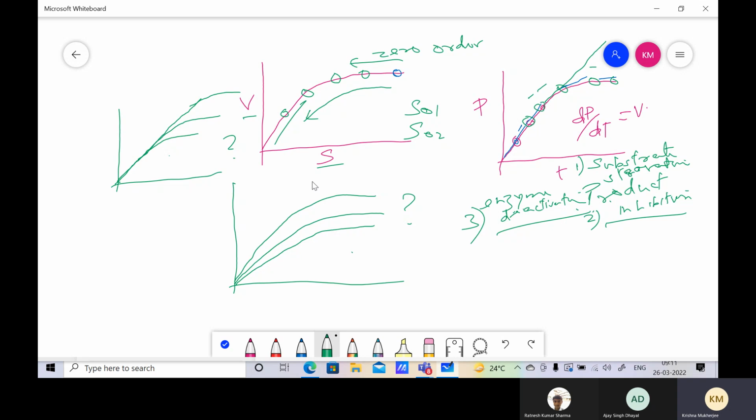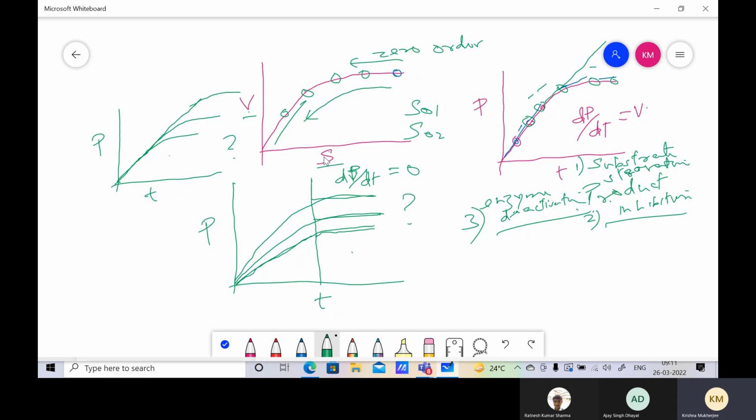Yeah. So here the reaction rates are changing. Very clearly, they are all reaching saturation after some time. After a certain time, the dP by dt is going to 0. This is P versus T, and this is V versus S. Notice that they're completely different graphs.